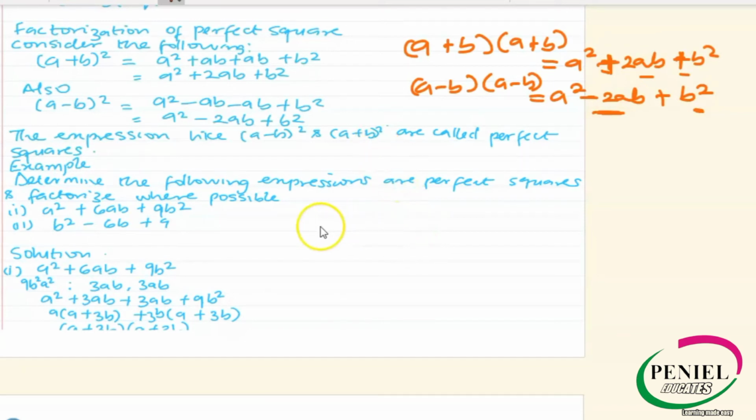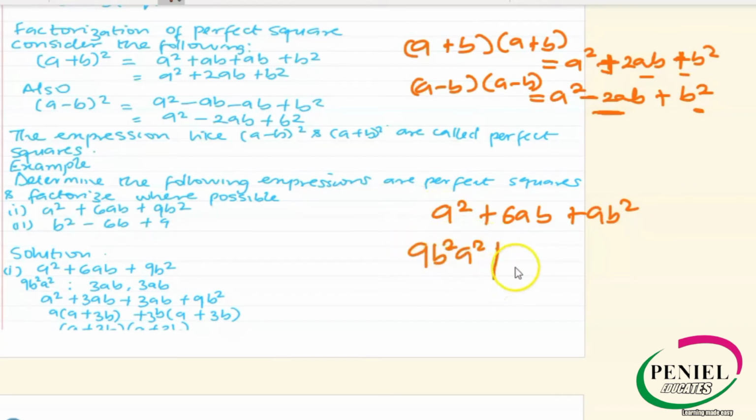Now we want to determine if the following expressions are perfect squares, and factorize where possible. So let us look at it: a squared + 6ab + 9b squared. Don't forget what I said the other time: you multiply this one by this, so we're going to have 9b squared a squared. We look at what we can multiply together. If I do 3ab multiplied by 3ab, it's going to give me 9b squared a squared, and if I add it together, it's going to give me 6ab.